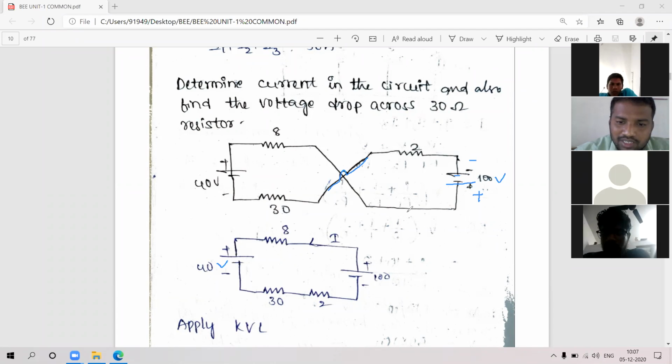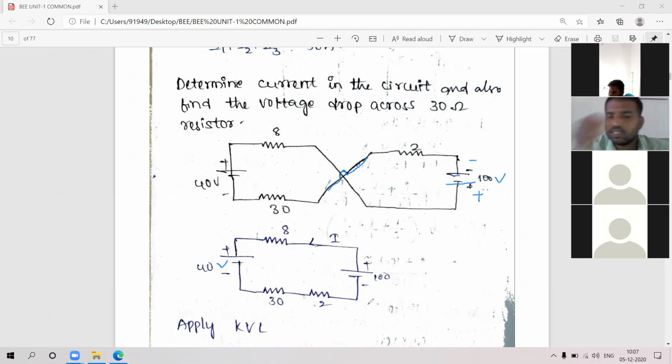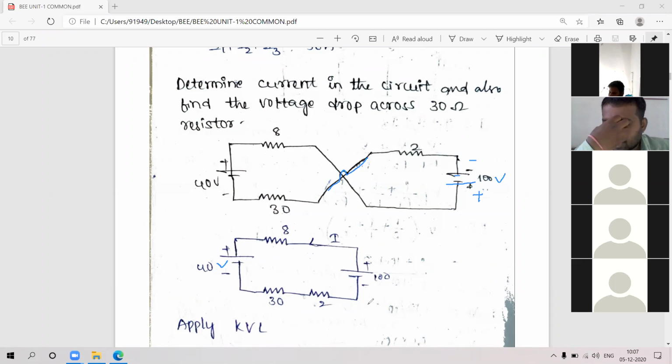When you stretch here, this 2 ohm is connected to the negative terminal of the battery, and 8 ohms is connected with the positive terminal of the battery. So this is the new circuit you get: 40 volts, 100 volts, 8 ohms, 30 and 2. And the question asks, what is the current flowing in the circuit?